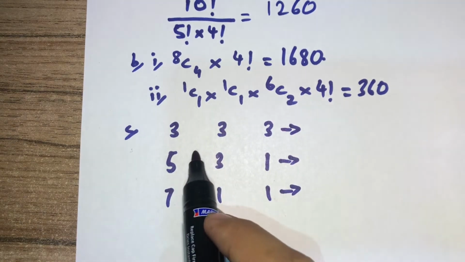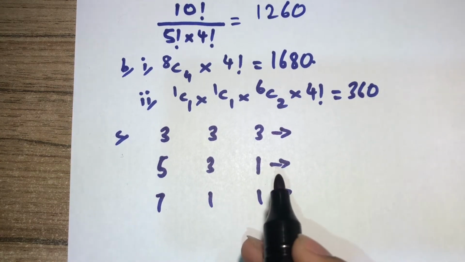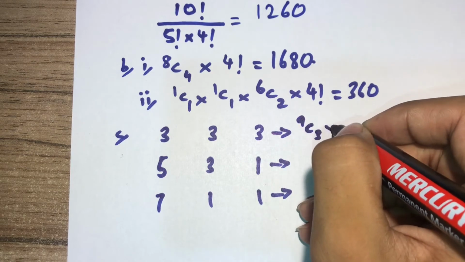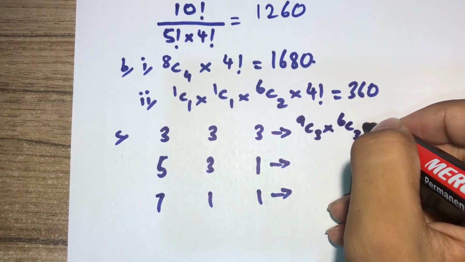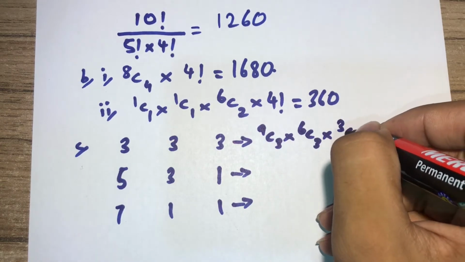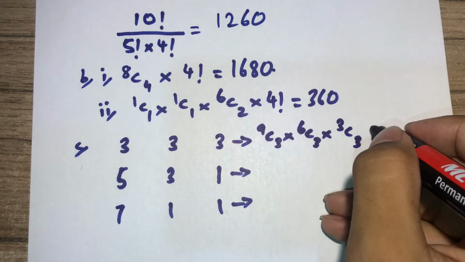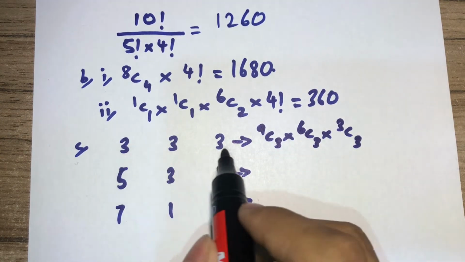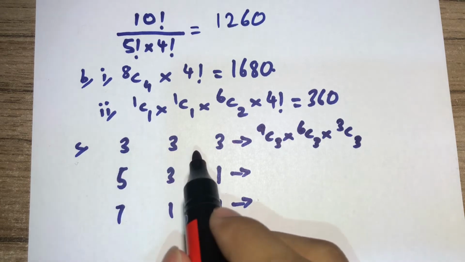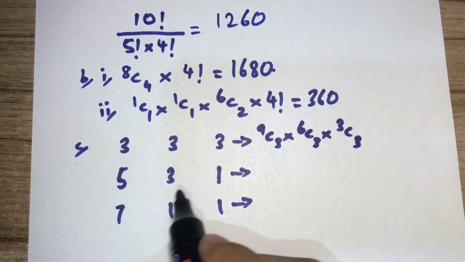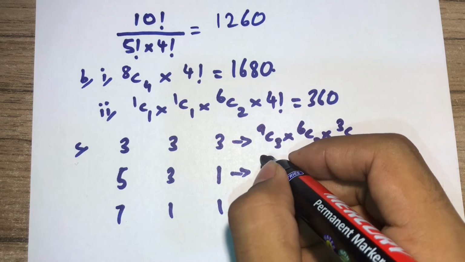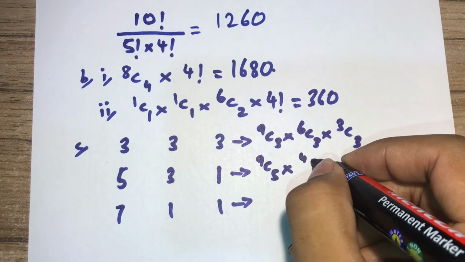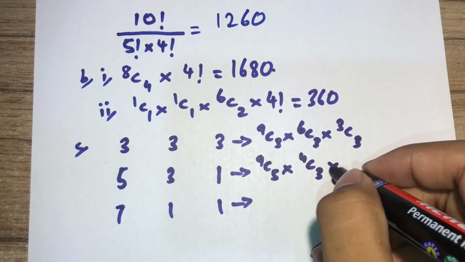Now if every person is getting 3, how will we divide that? So there are 9 for the first person, out of that we're selecting 3. For the second, out of 6 we're selecting 3, and for the third, out of 3 we're selecting 3. So this is for 333, and there can't be any other possibilities because all of them are getting 3. When it's 531, the first person is getting 5 out of 9, then 3 out of 4, and then 1 out of 1.